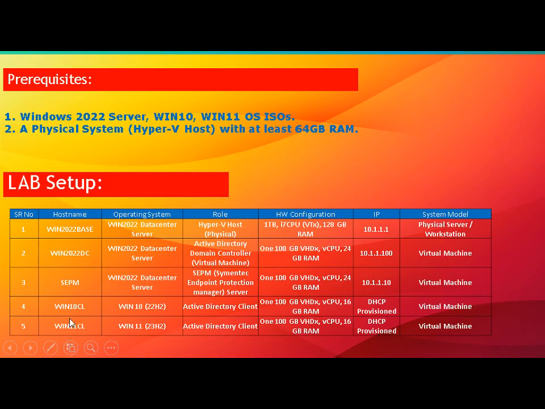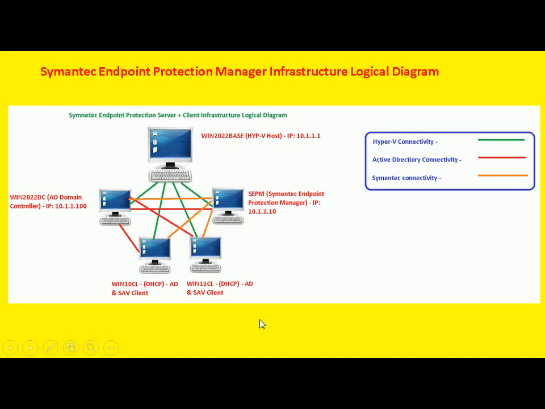And the next two machines are your client machines. One is running on Windows 10, one is running on Windows 11. So Win 10 CL, Win 11 CL. So they will be acting as an Active Directory and SEP client, that is Symantec antivirus client. And their hardware configurations are identical to each other, and they will be getting the IPs from DHCP, as your Active Directory domain controller will be acting as your DHCP server also. And both machines are virtual machines. So this will be our lab setup in brief.